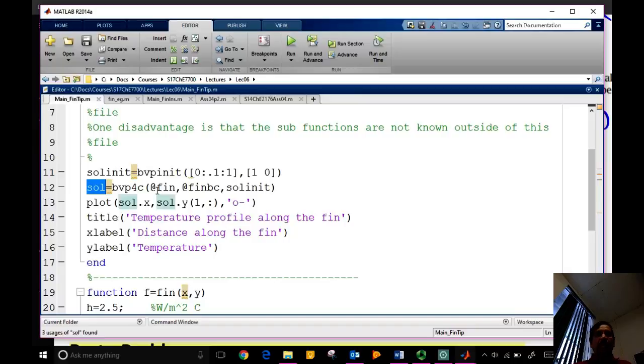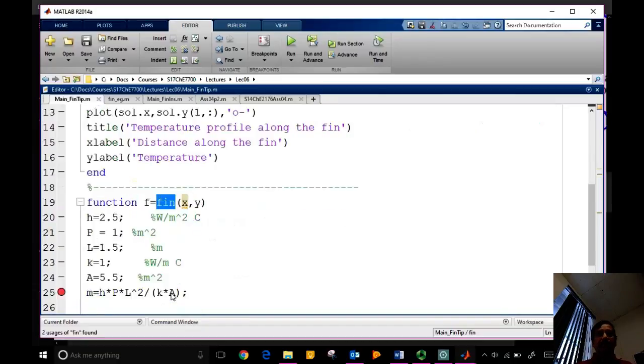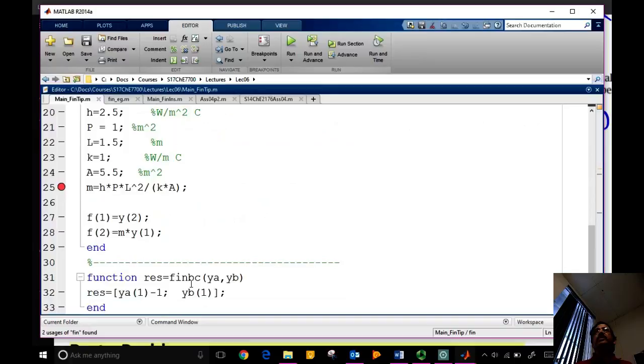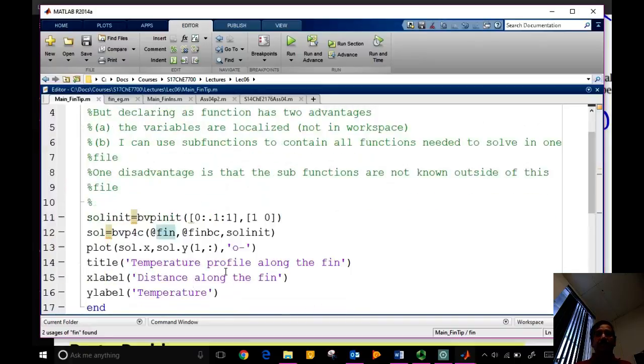And the way I pass the function name is @fin and @finBC. Both are functions that I wrote that you see here, the fin and then the finBC, right? And then sol init is the variable that it constructed using the grid and the initial guess that I gave. In fact, let's set up a breakpoint there and start running it. And after that, it's just a matter of plotting it.